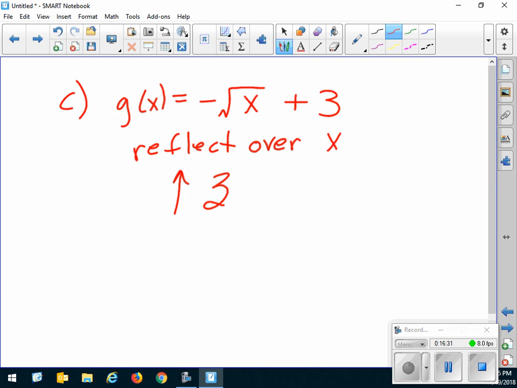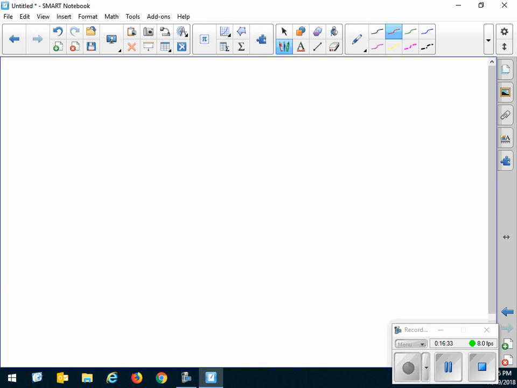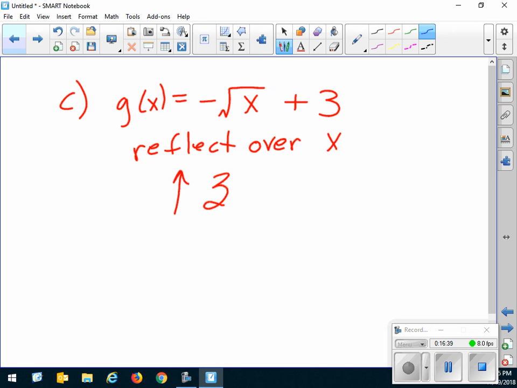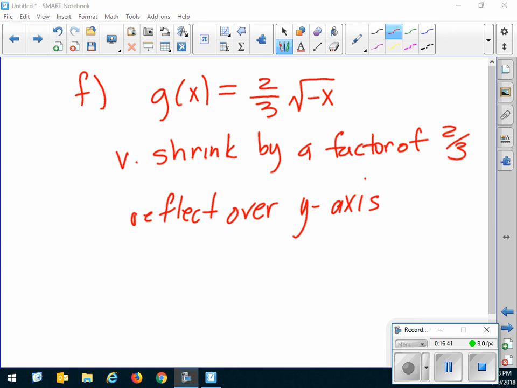Questions? No. Can I go back to that? Yep. I think I forgot to record F. F is a vertical shrink by a factor of 2/3 and a reflection over the y-axis.